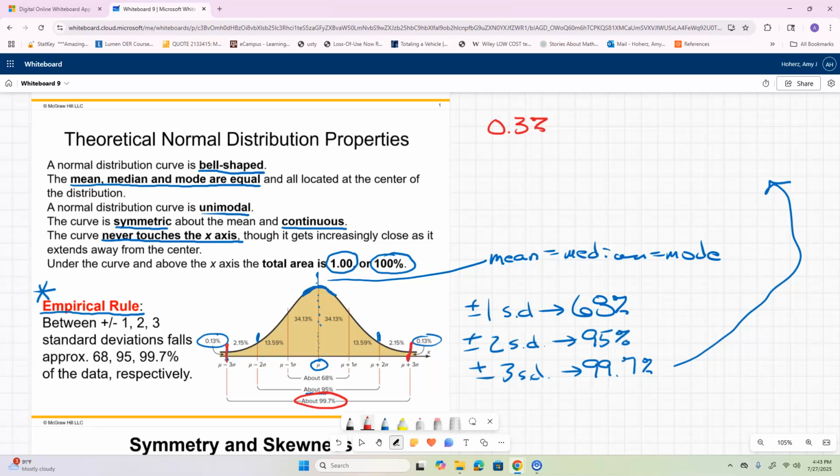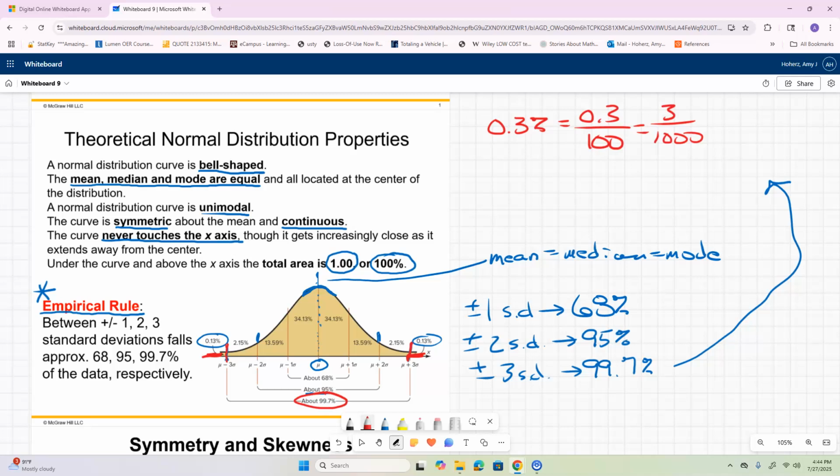Well, remember 0.3% means 0.3 out of 100, because percent means per 100. If we shift that decimal over, then we get 3 out of 1,000. So what we're saying is, theoretically, only 3 data values would fall outside of there. And that's split between the left and the right. This is total. So that's total between this end and this end.